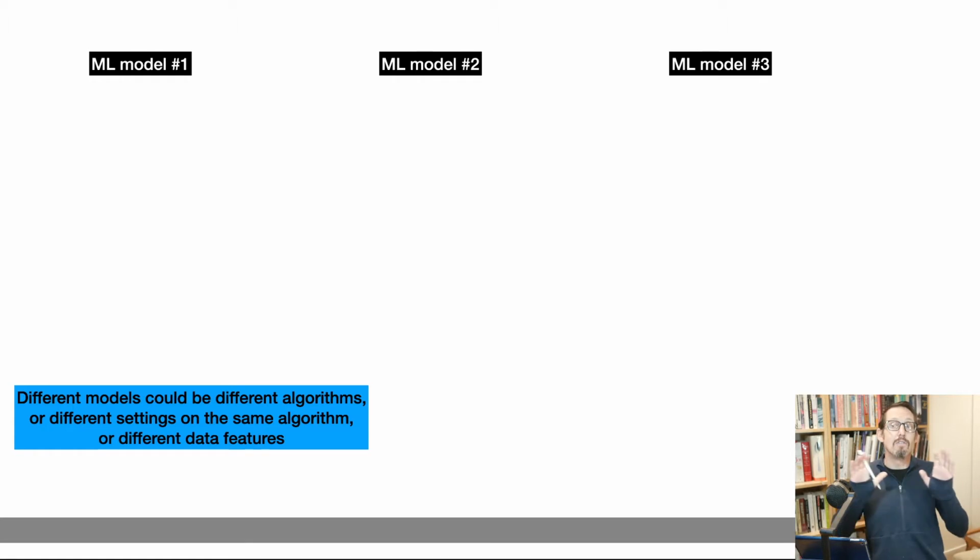Any of these are part of the model selection process. So we're going to try different things here. We're going to try twiddling the knobs, or we're going to try a new model, or we're going to try a different remix of the data features. We're going to run them through the system. How are we going to do that?